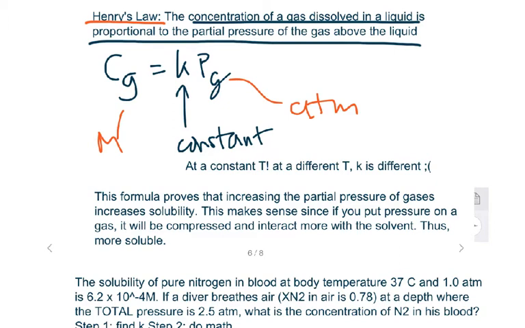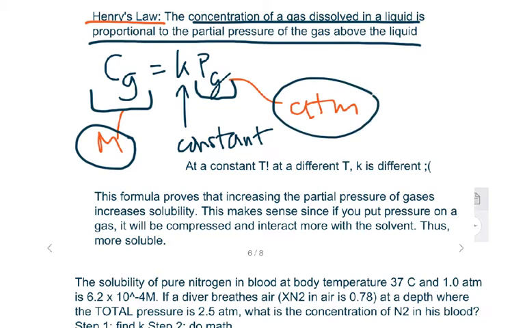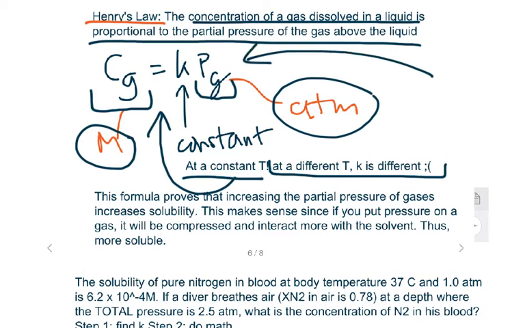Now, the equation is very simple, and because concentration is proportional to pressure, it's going to be the equation of a line. So C of a gas, or the concentration of a gas in molarity, is equal to K, a constant, times the partial pressure of that same gas in atmospheres. Note that at a constant temperature, this equation can be used many times. At different temperatures, K is going to be different, so don't use this equation more than once if you are doing things at different temperatures.